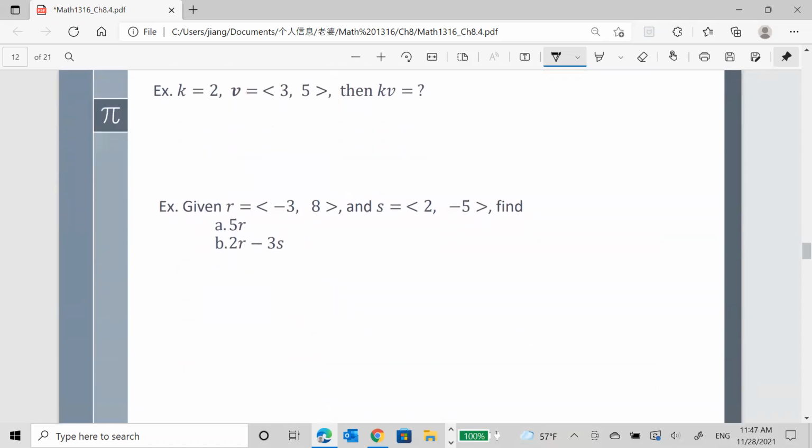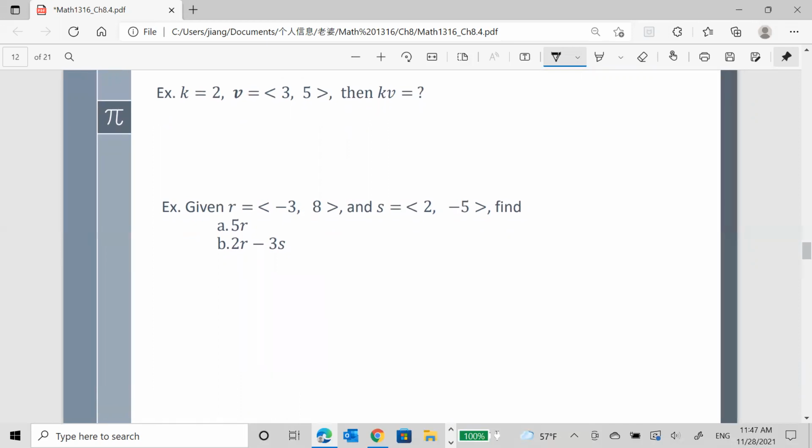Okay, so this is the way we find V plus W and V minus W. Okay, let's see this one. It doesn't tell you to sketch it, but we can sketch it later. So K is 2, V is (3, 5). Find KV. So distribute the K. KV equals (6, 10), because 2 times 3 is 6, and 2 times 5 is 10. So this is the KV.